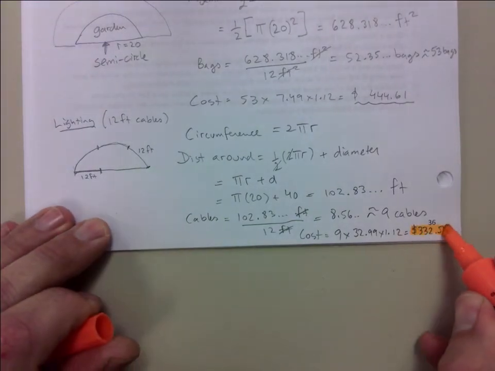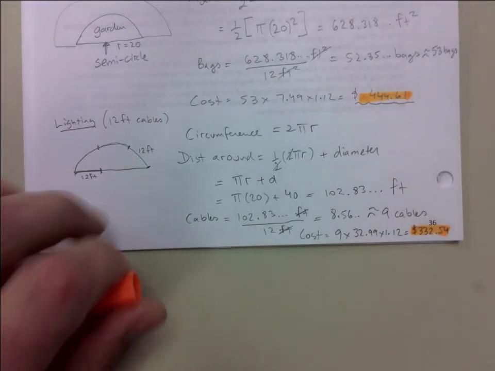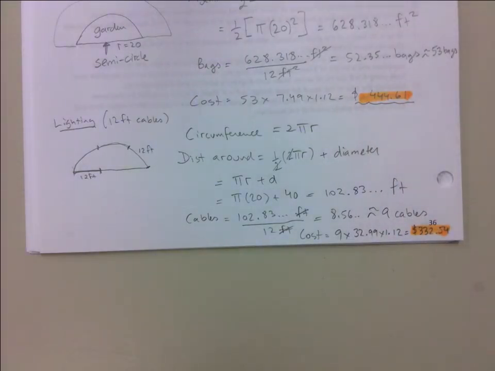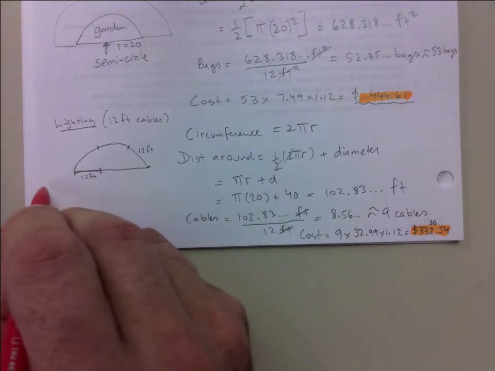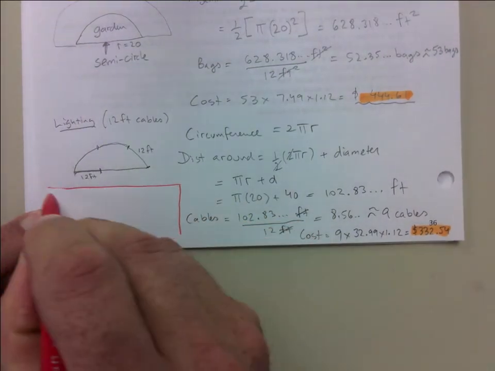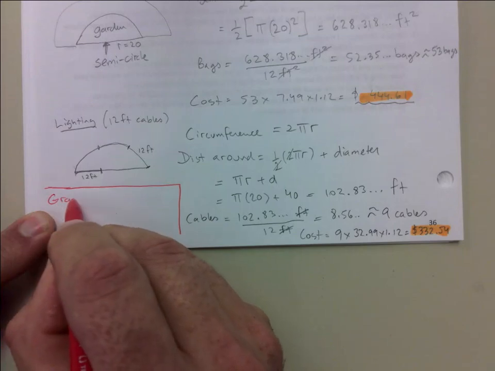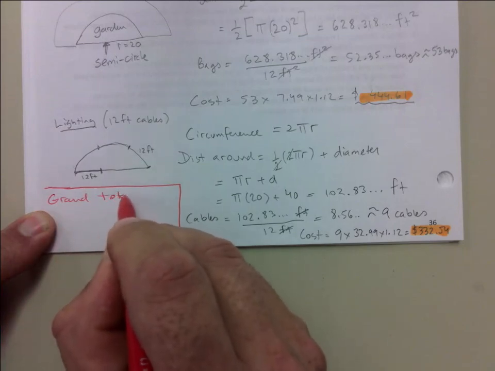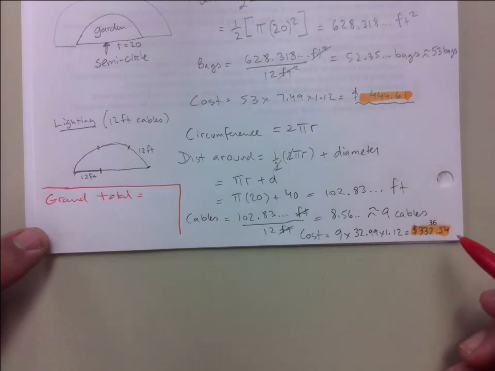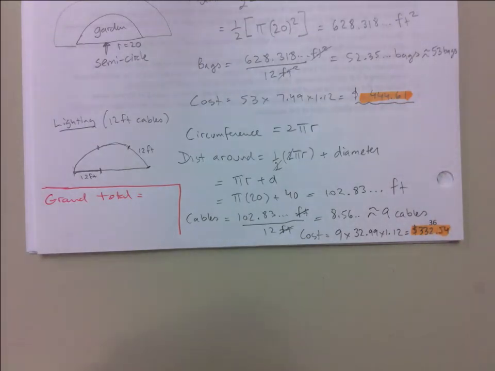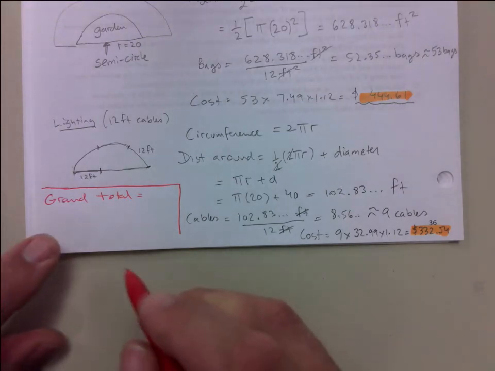So this number and this number need to be added up. And I will make this stand out. I'll say grand total. It's just adding those two up. $777.15.